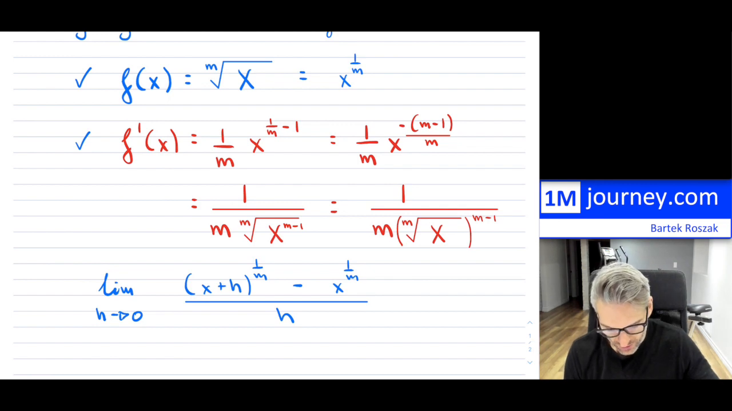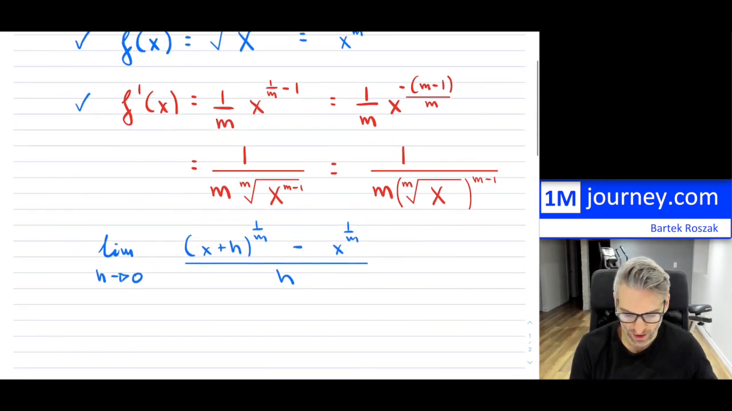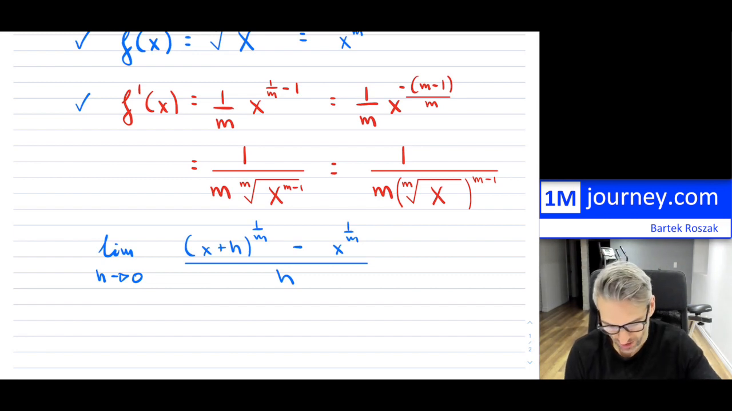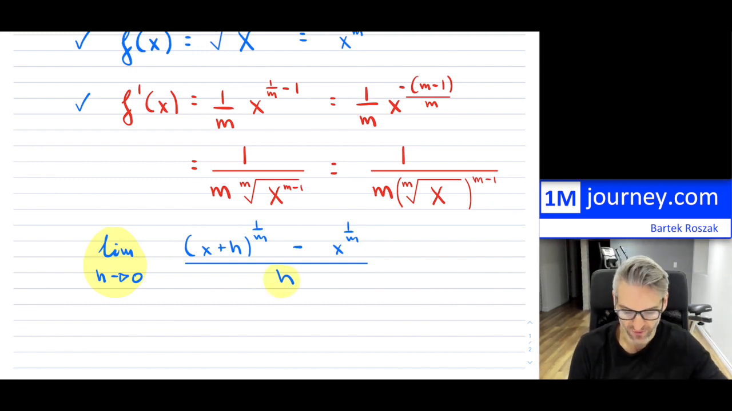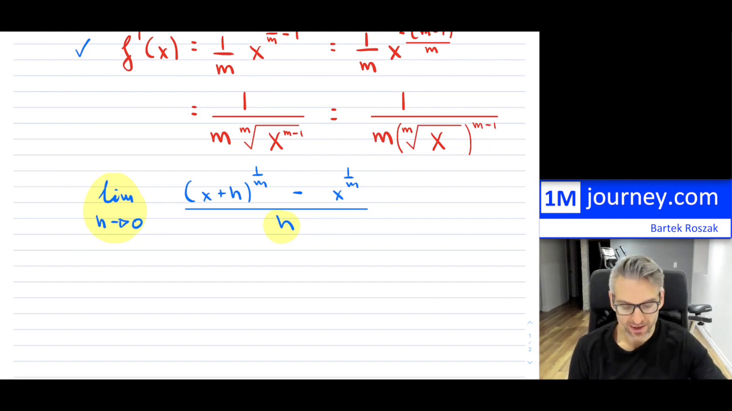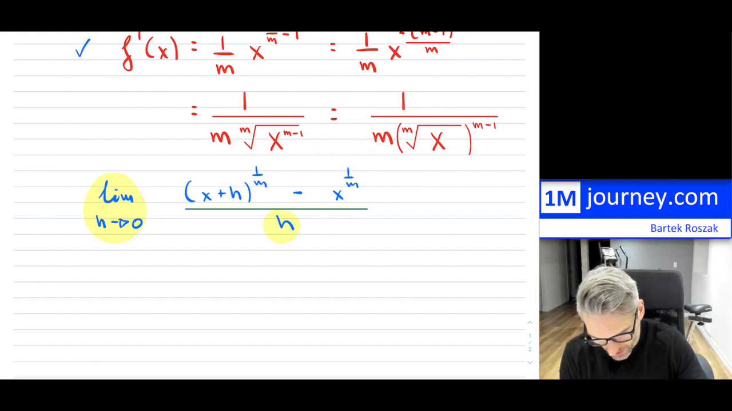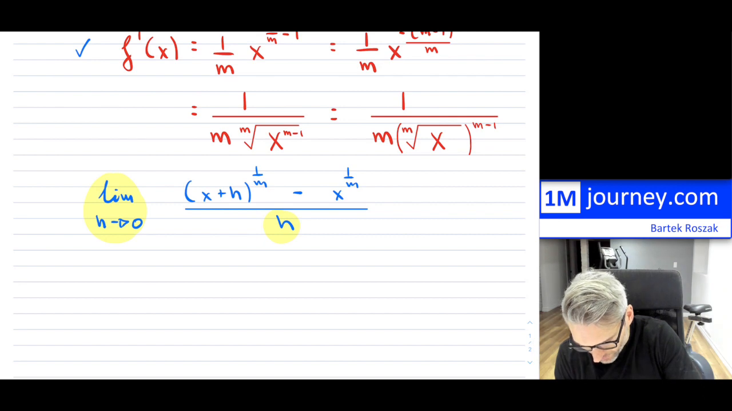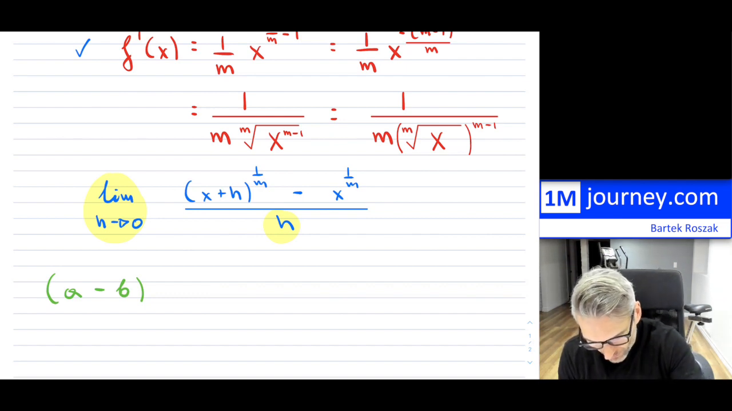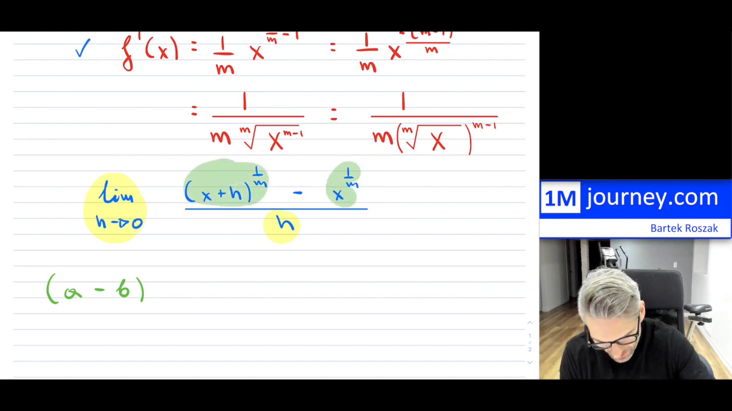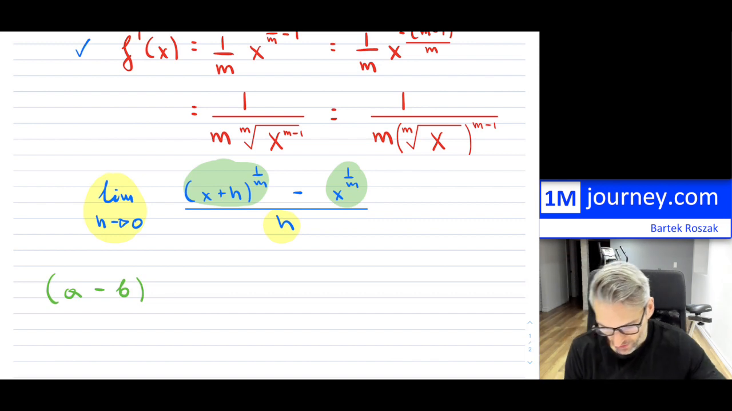Now if I do this, what am I going to be utilizing? Let me drop the h for the moment and concentrate on the difference. Before I jump into this, I want you to be comfortable with the fact that if I have a minus b, here's my a, and this is my b. I just don't want to rewrite them.